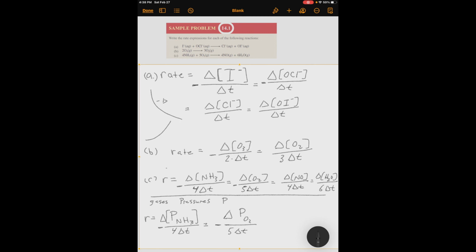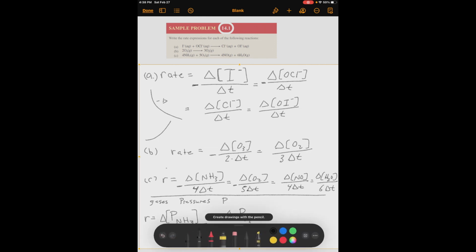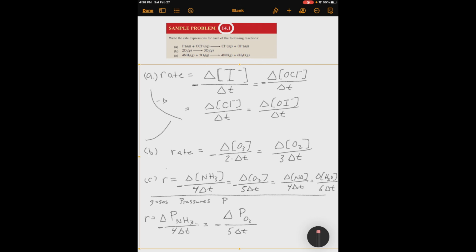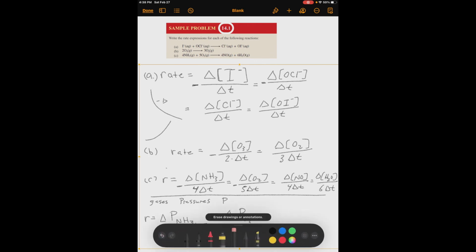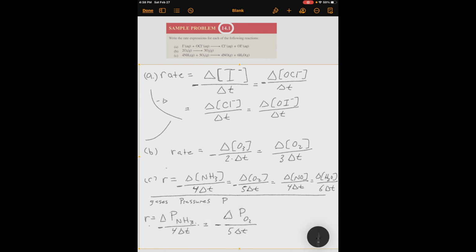Okay? So I'm going to actually erase the bracket because that's actually inappropriate use of bracket notation. The bracket notation is meant to mean concentration, not pressure. So we don't need to have it in there. Okay? So just change in pressure of ammonia, change in pressure of O2.